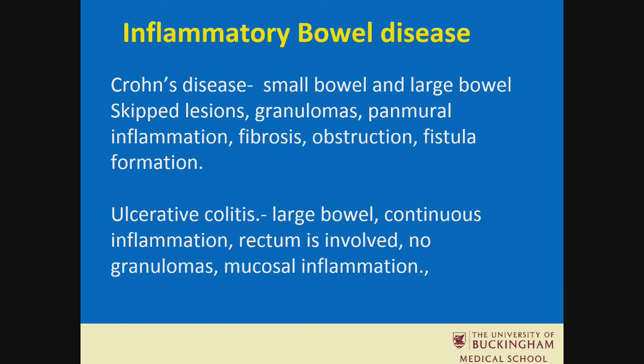In Crohn's disease, inflammation can be panmural. It involves the mucosa, submucosa and muscle coat, whereas in ulcerative colitis, inflammation is superficial or mucosal. Ulcerative colitis affects the large bowel. Crohn's disease affects mainly the small bowel, and it can affect the large bowel as well.